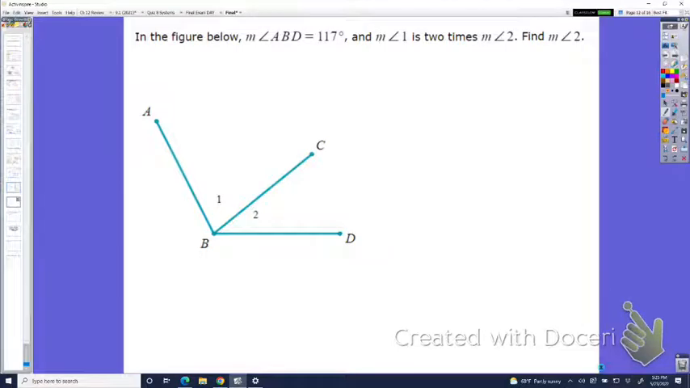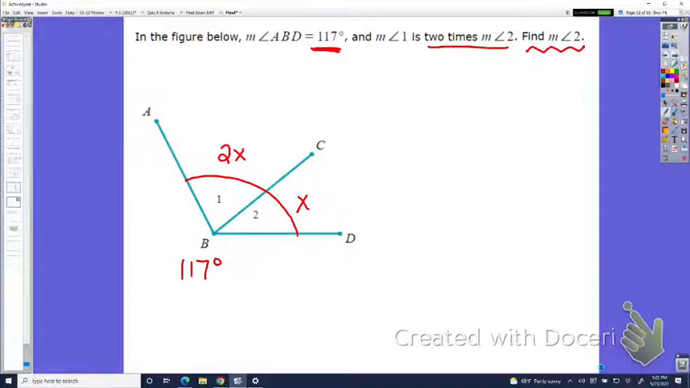All right, moving on here, we have that ABD. This whole angle adds up to 117. It tells you that the measure of angle 1 is 2 times the measure of angle 2. So let's call this x, and then this would be 2x, 2 times angle 2. We eventually need to find the measure of angle 2.